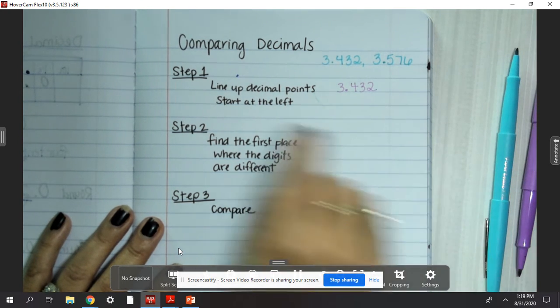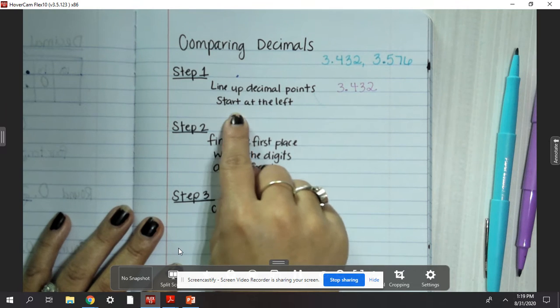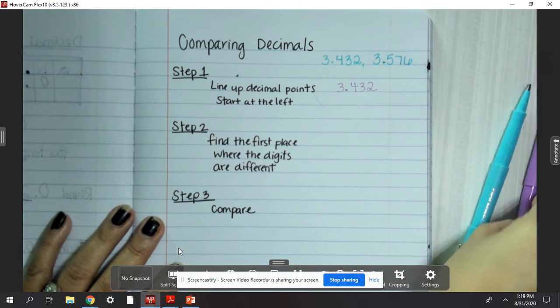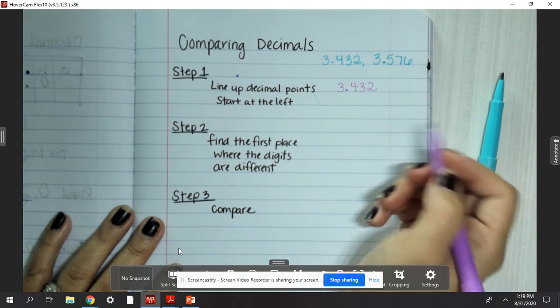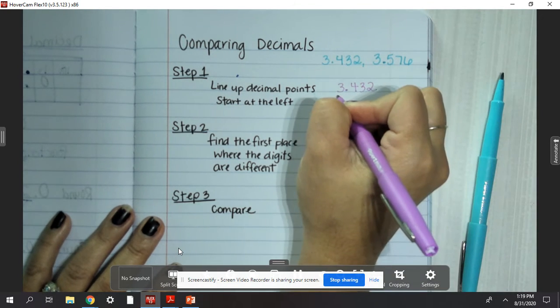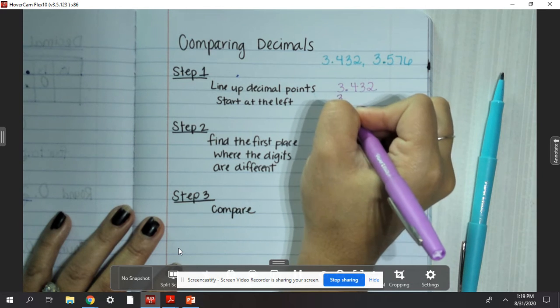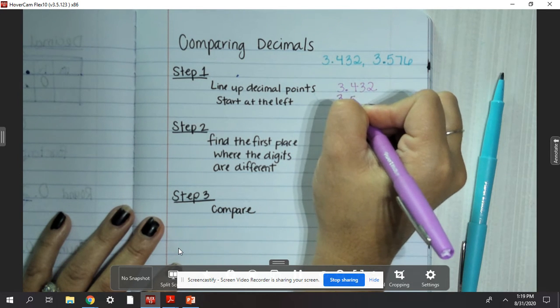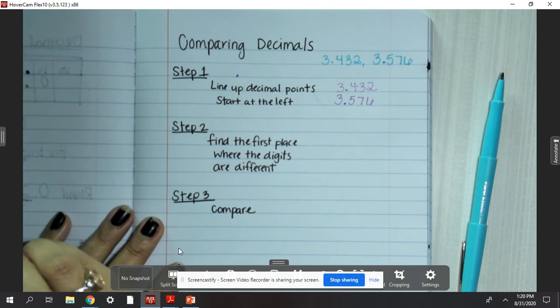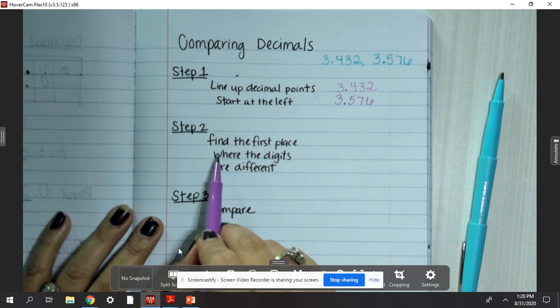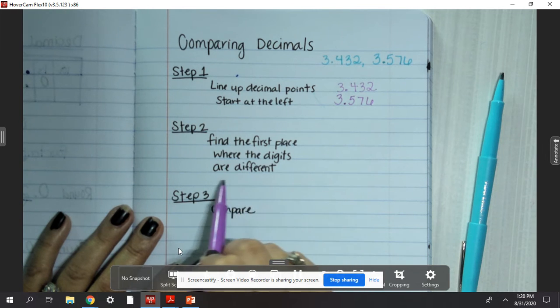So the first thing you're going to want to do is line up the decimal points and you're going to start at the left. So I wrote the first number for you, 3 and 432 thousandths. And then I'm going to write the next number. Again, you want to line up those decimal points. That's very important. 576 thousandths.